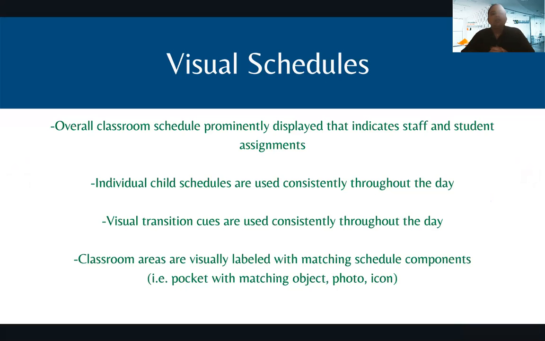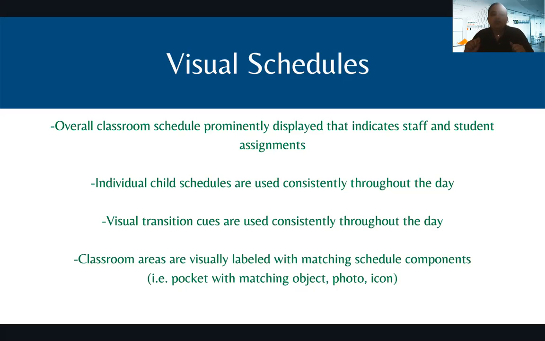So, visual schedules. Overall classroom schedule should be prominently displayed that indicates staff and student assignments. Individual child schedules are used consistently throughout the day. So it's important that whenever you're going to transition, you have the child check their schedule, because that keeps them consistent. It keeps them knowing where they're going to go from one place to another. If sometimes you do it and sometimes you don't, then that could create a little bit of confusion and a little bit of frustration within your classroom or within the students.